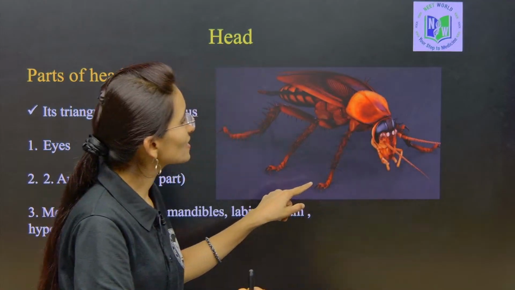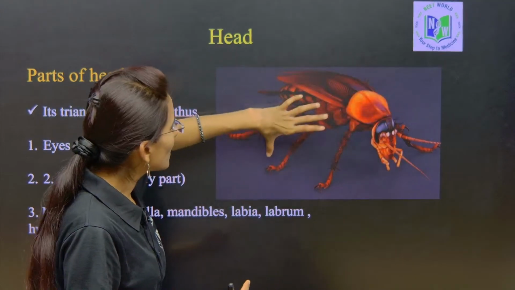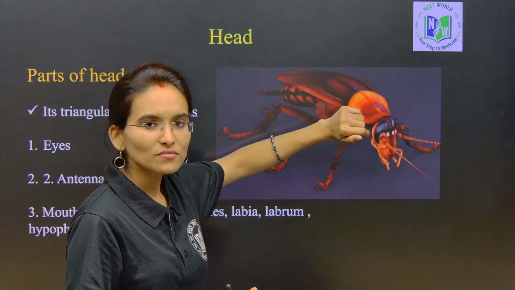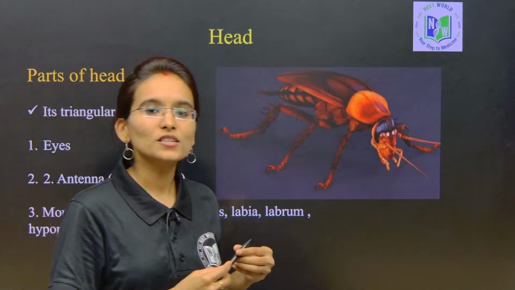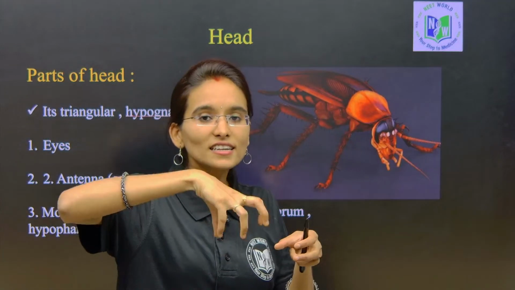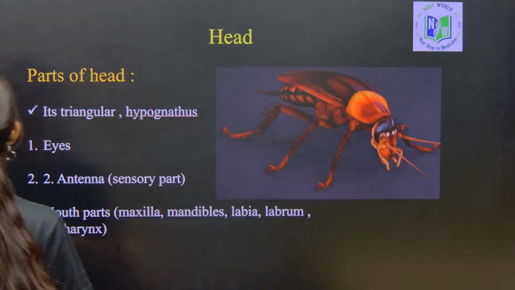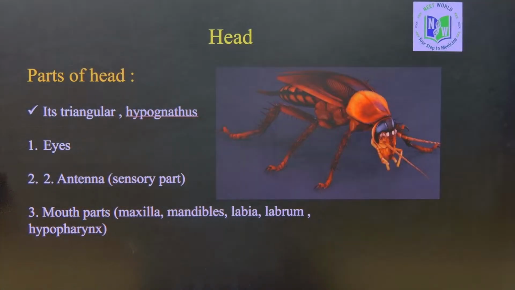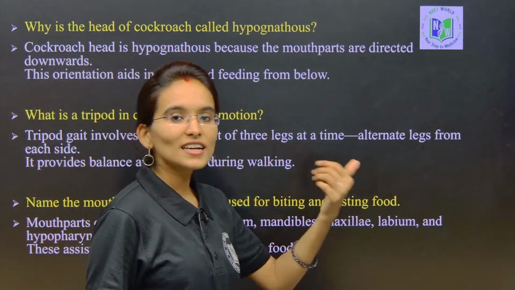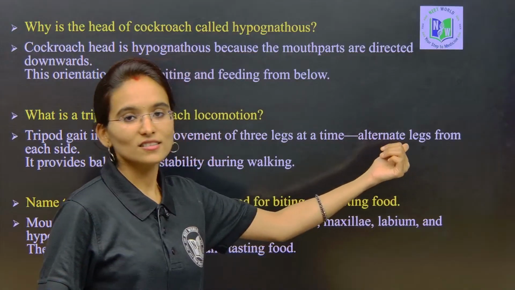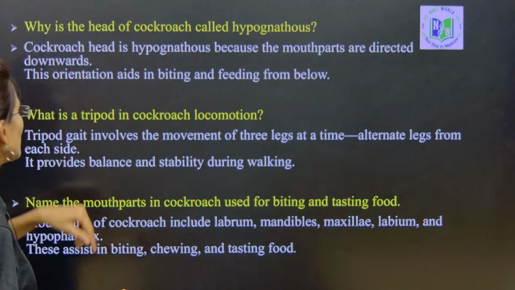One prothoracic leg and one mesothoracic leg form one set, and next, the mesothoracic leg on the other side. In this way all the alternate legs lift at a time, and this helps the Periplaneta to walk. Clear, my dear students? See, the tripod gait involves the movement of 3 legs at a time, usually formed by lifting the alternate legs from each side.